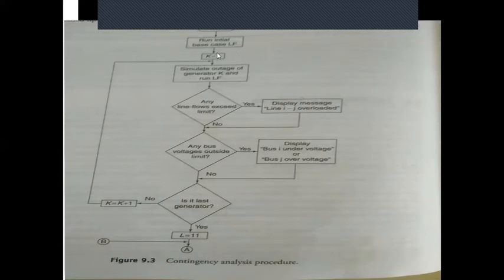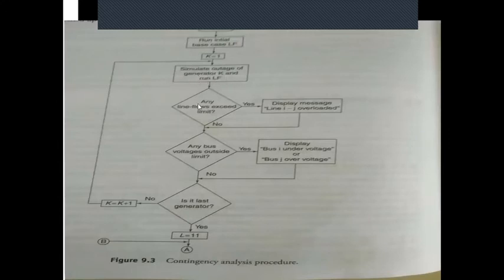So K equal to 1, where K represents the generator, the first generator. Simulate outage of generator K and run load flow analysis. We have to simulate the outage of the generator. Now in this case, the first generator will be out of service. That has to be simulated and you have to do the load flow analysis. Manually it is difficult to do, so it will be done using the simulation package.